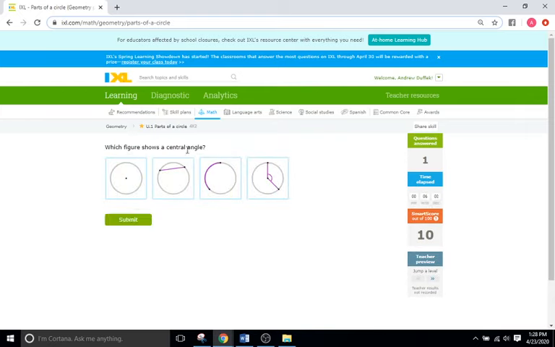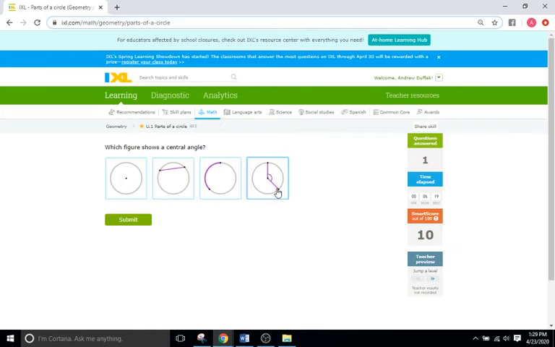All right. Which figure shows a central angle? Well, this picture right here is just showing the center of a circle. This second one is just a chord that we went over, a line between 2 points on the edge. This one was an arc. We just went over that. And this is our central angle right here.